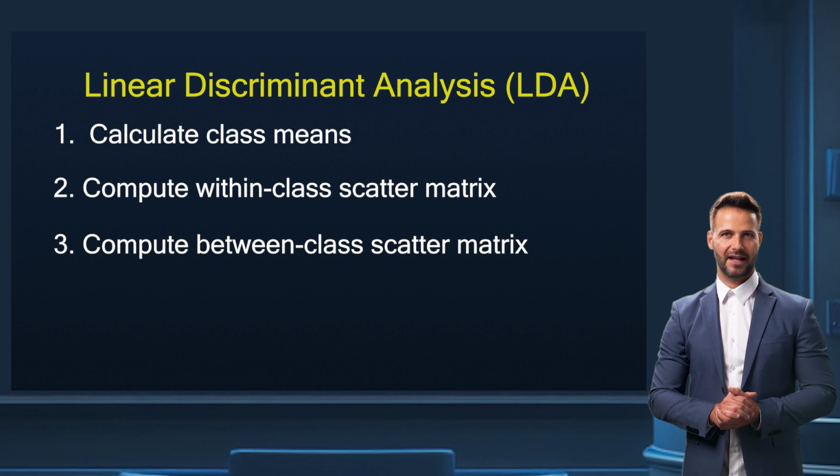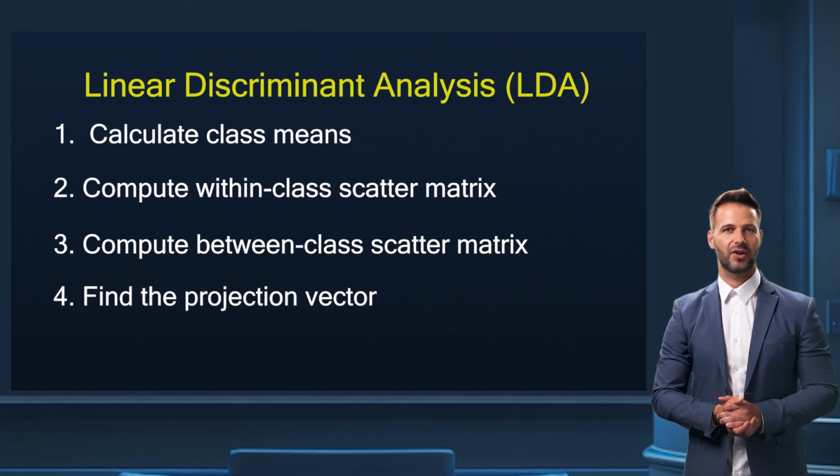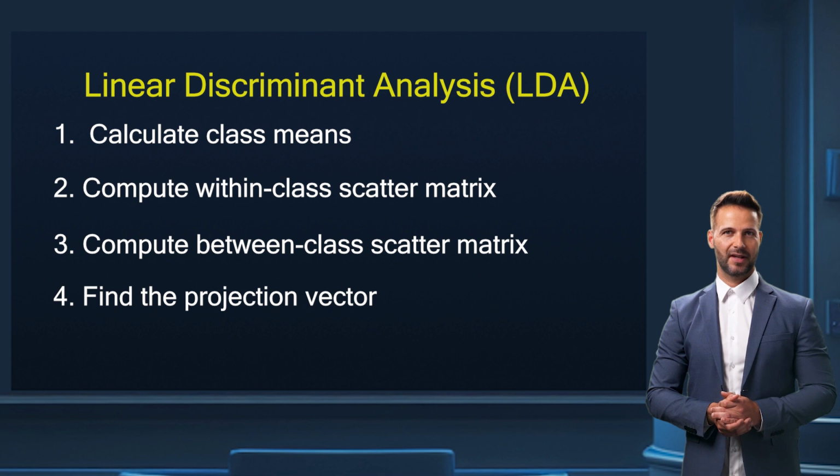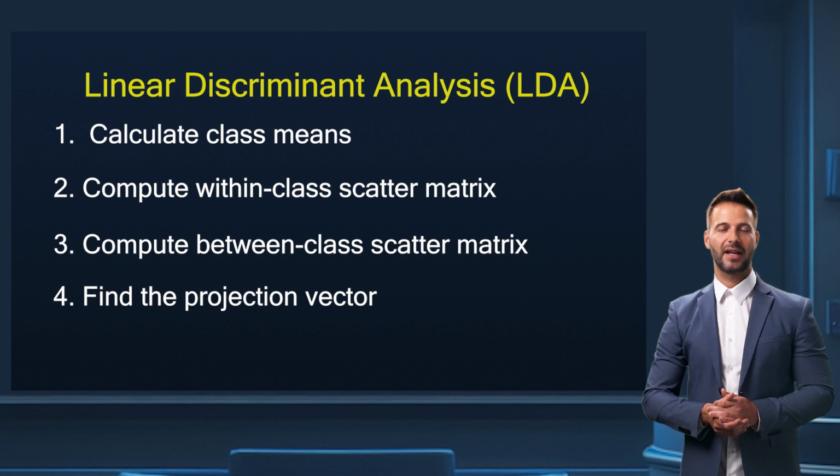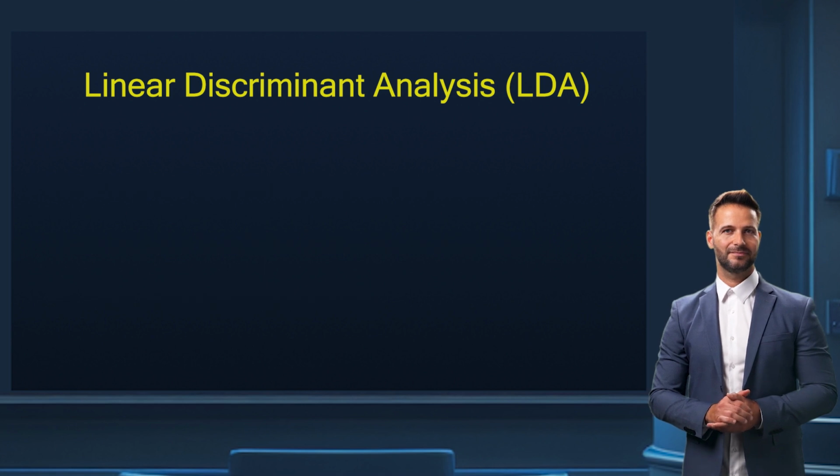And 4. Find the projection vector. Solve an eigenvalue problem to find the linear combination of features, projection vector, that maximizes the ratio of between-class scatter to within-class scatter. That is LDA.